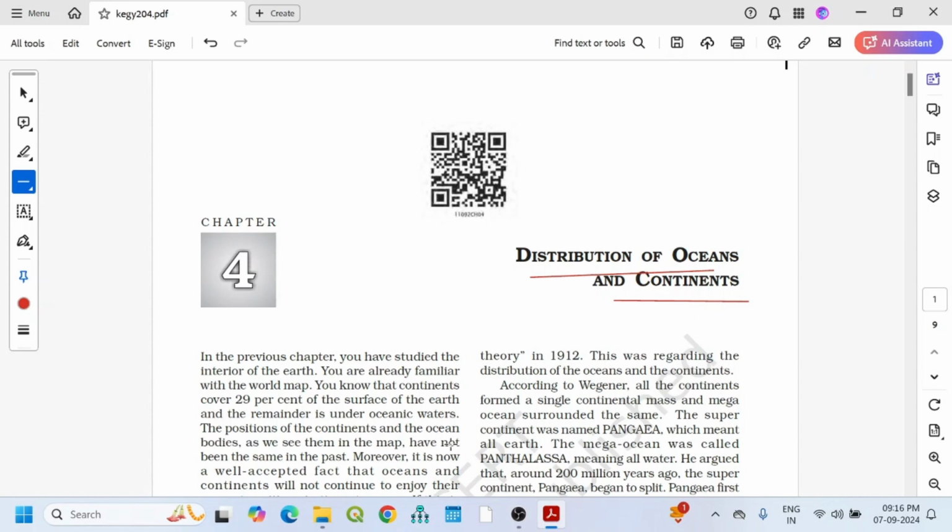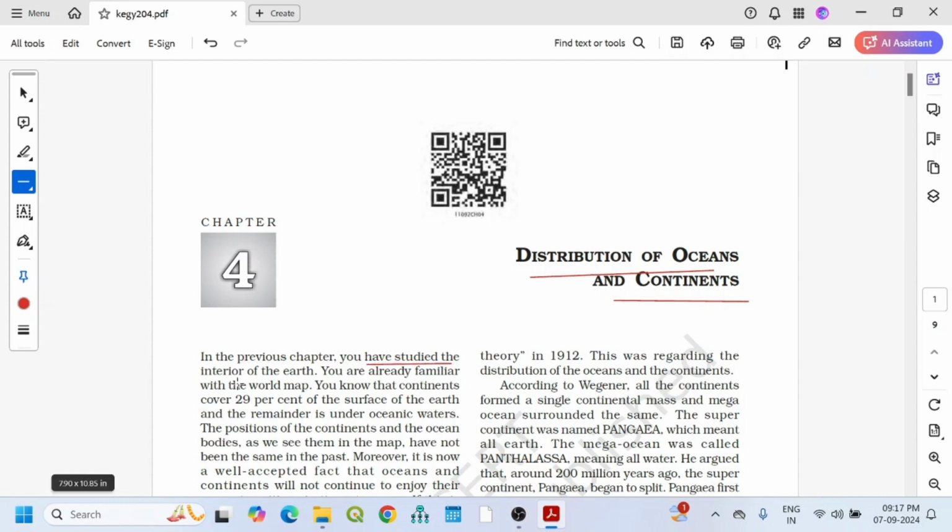It touches on the importance of oceans and continents in regulating the Earth's climate, supporting life, and influencing human activities. So let's get started.